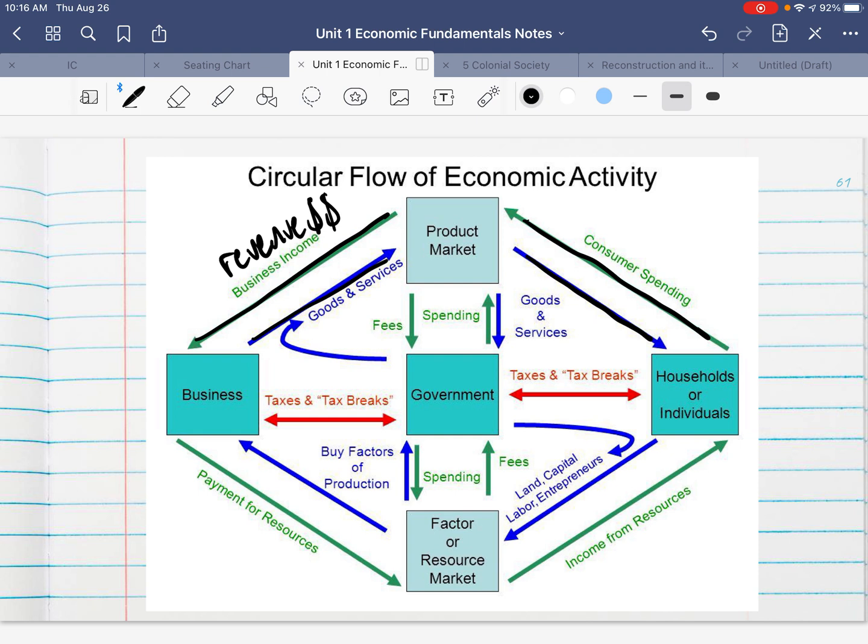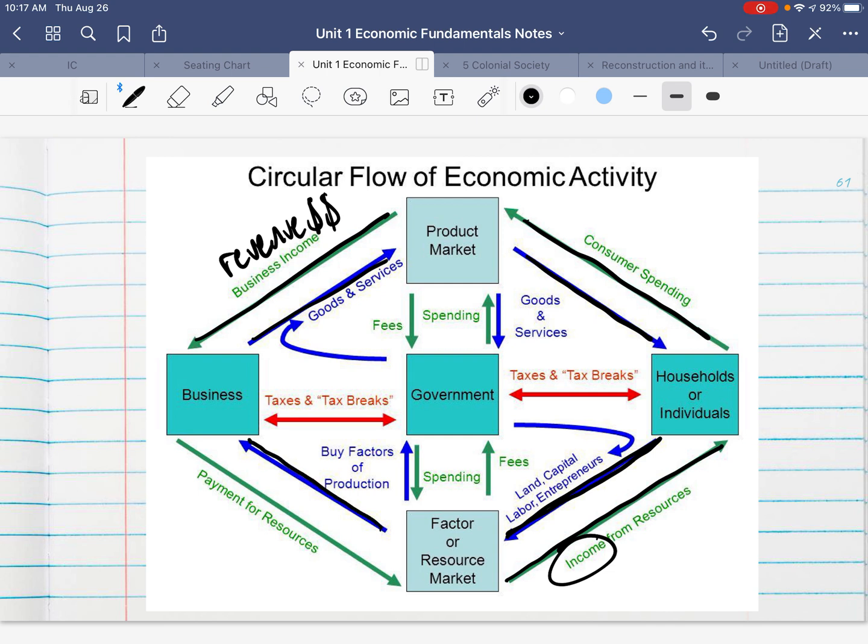Now, what about households and individuals when it comes to the factor or resource market? Households and individuals provide the labor and the work it takes to make things. And in response for their labor and work, they get income. Okay? So they are providing one of the factors of production or some of the factors of production. They're entrepreneurs, they're starting the business, they are laborers, they work in the business, and they get paid income for that.